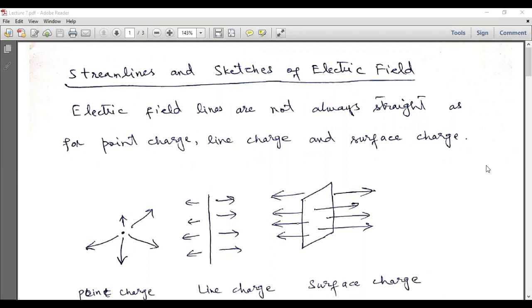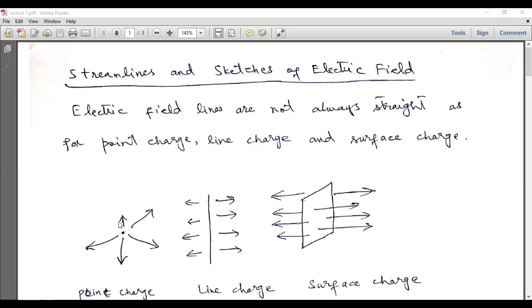This lecture is based on streamlines and sketches of electric field. Electric field lines are not always straight as for point charge, line charge and surface charge. From previous lectures we have studied that the electric field lines always originate outward from the point charge or a line charge or a surface charge, and they are always oriented away from the source if we have a positive charge. If we have a negative charge distribution or a negative point charge, then the electric field lines will be oriented towards the source or towards the negative charge. So these are the orientations of electric field lines for different charge distributions.